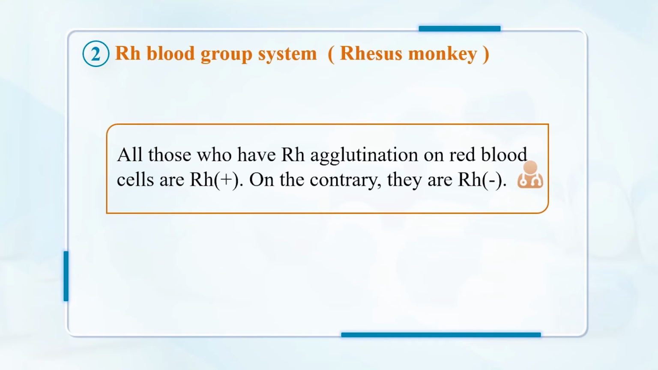RH blood group system. Rhesus monkey. RH is the first two letters of the foreign name of rhesus monkey. All those who have RH agglutinogen on red blood cells are RH positive. On the contrary, they are RH negative.